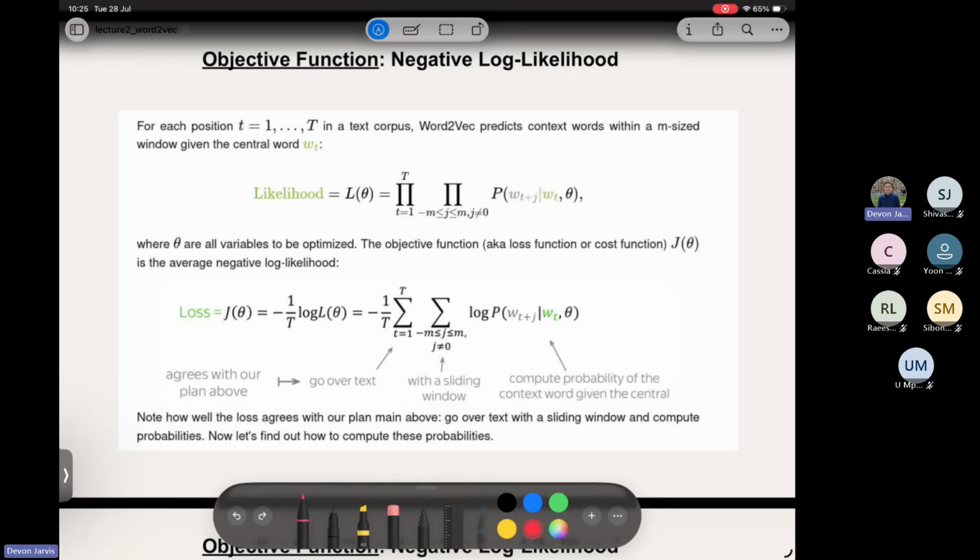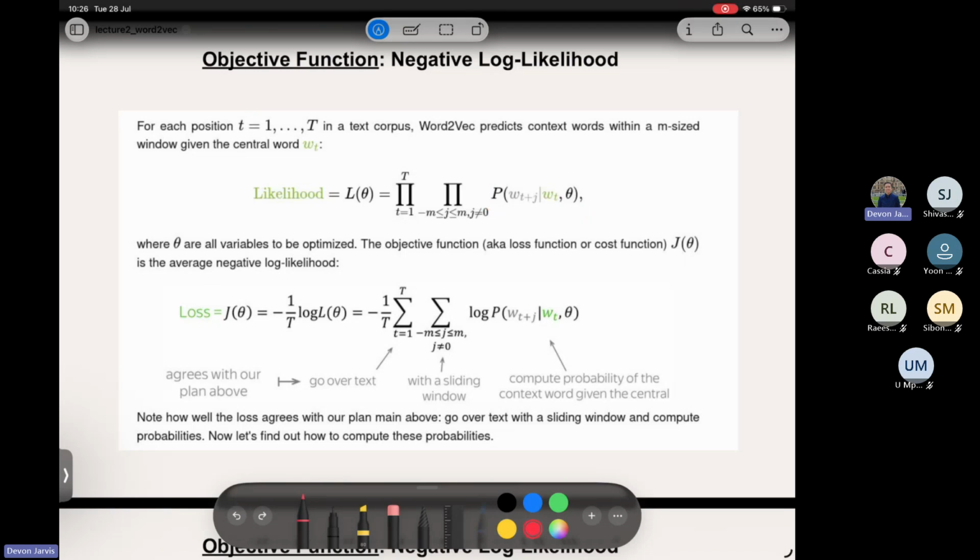Word2Vec predicts the context word within the M-sized window, right? And you can see M is showing up over there. So when I say you have a 2 context window, it's 2 on either side. That's just how the standard is for Word2Vec. Okay, and that's for a given central word. So here's exactly what we were just looking at with one minor change, right? I've put theta in there. Theta, all right, is the parameters of our model.